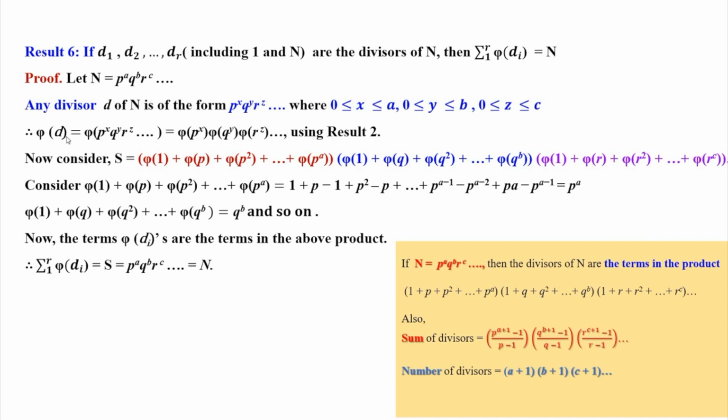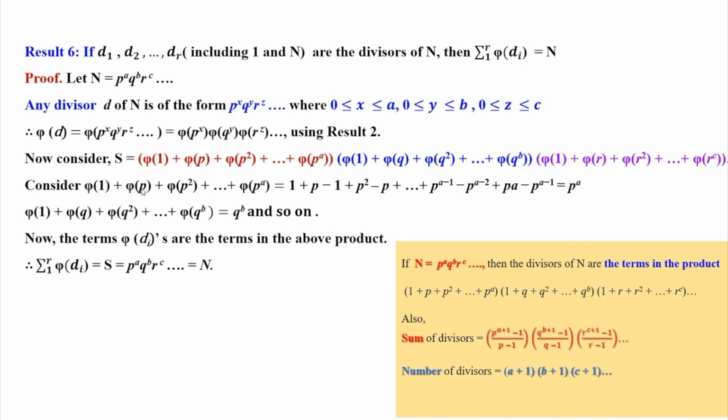So when we consider phi of d, by result 2 this d can be rewritten in this way. Now we consider this expression. The procedure is similar to that of when we found the number of divisors and the sum of divisors. So the procedure is the same. We consider this product, and in that, first we consider this factor alone.